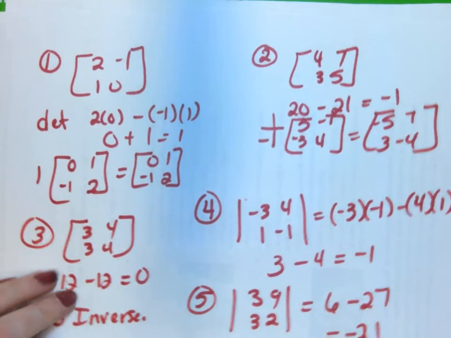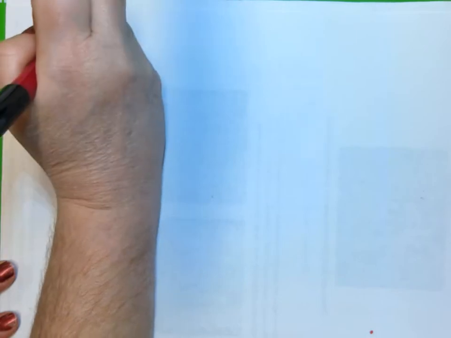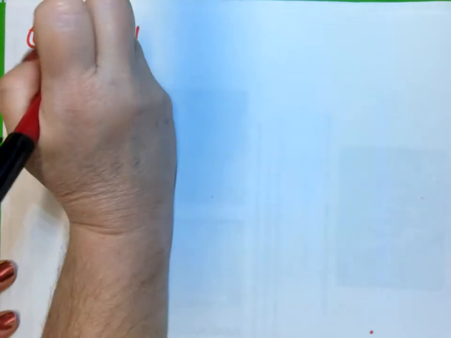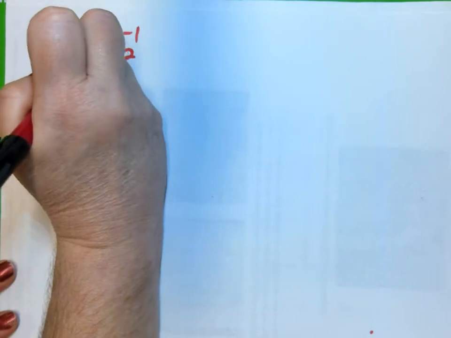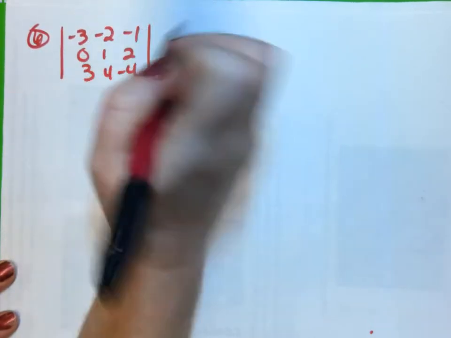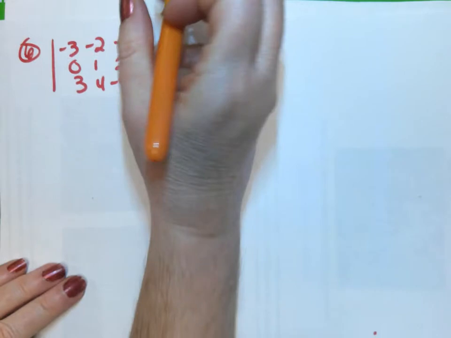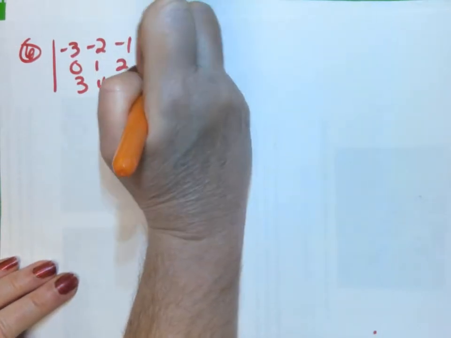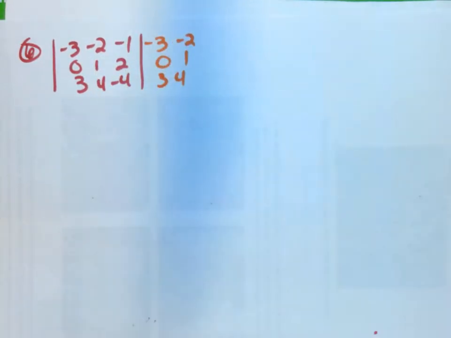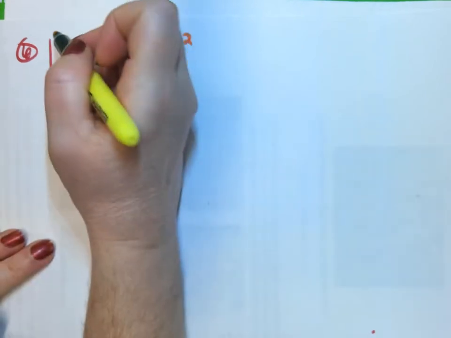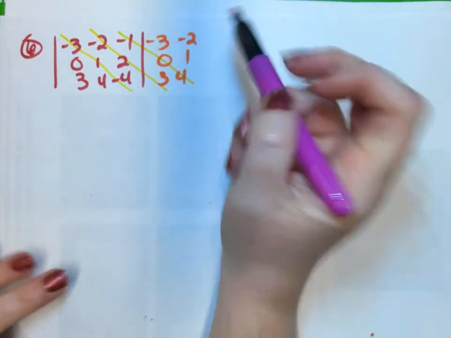Okay, moving on. Number 6 is a 3 by 3. Again, we're finding the determinant. So negative 3, negative 2, negative 1, 0, 1, 2, 3, 4, negative 4. Again, recopy. I'm going to use a different color here. I'm going to recopy these first 2 lines. Negative 3, negative 2, 0, 1, and 3, 4. And then I'm going to multiply. So these going this way, I'm going to do, and then I will do the others going this way.